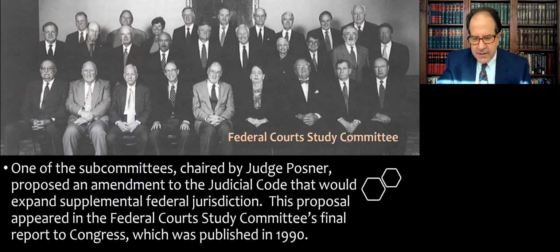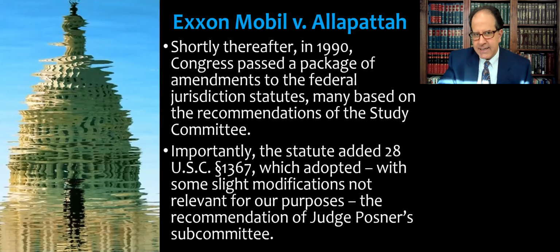So this committee that you see in the picture here had some subcommittees that studied different aspects of reform, like this jurisdiction question. And Judge Posner, seated next to Justice Rehnquist in the front row there, chaired this special subcommittee. And so they proposed expanding supplemental federal jurisdiction, that they were going to settle this question expressly. So the proposal appeared in the Federal Court Study Committee's final report to Congress, which was published in 1990.